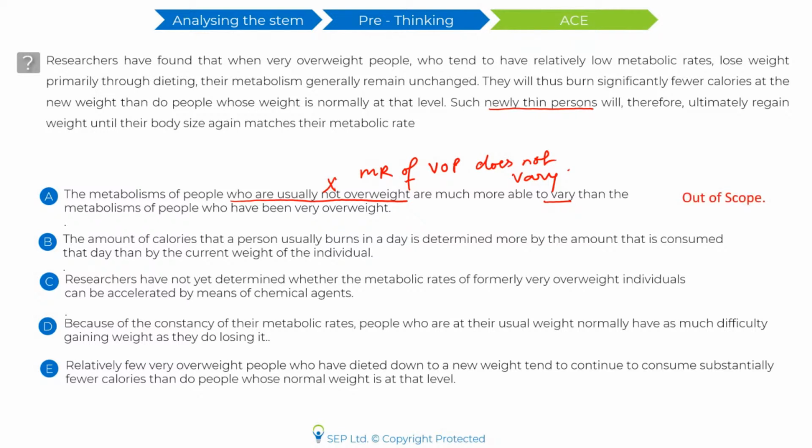I mean, more than out of scope, I would say this is repetition of information. We already know that they have relatively low metabolic rates. We already know the metabolism of these very overweight people remains unchanged. So this choice gives us no new information and therefore is incorrect. Since some of you did mark A as the correct answer, is it clear why A is not the answer? Please let me know, guys.